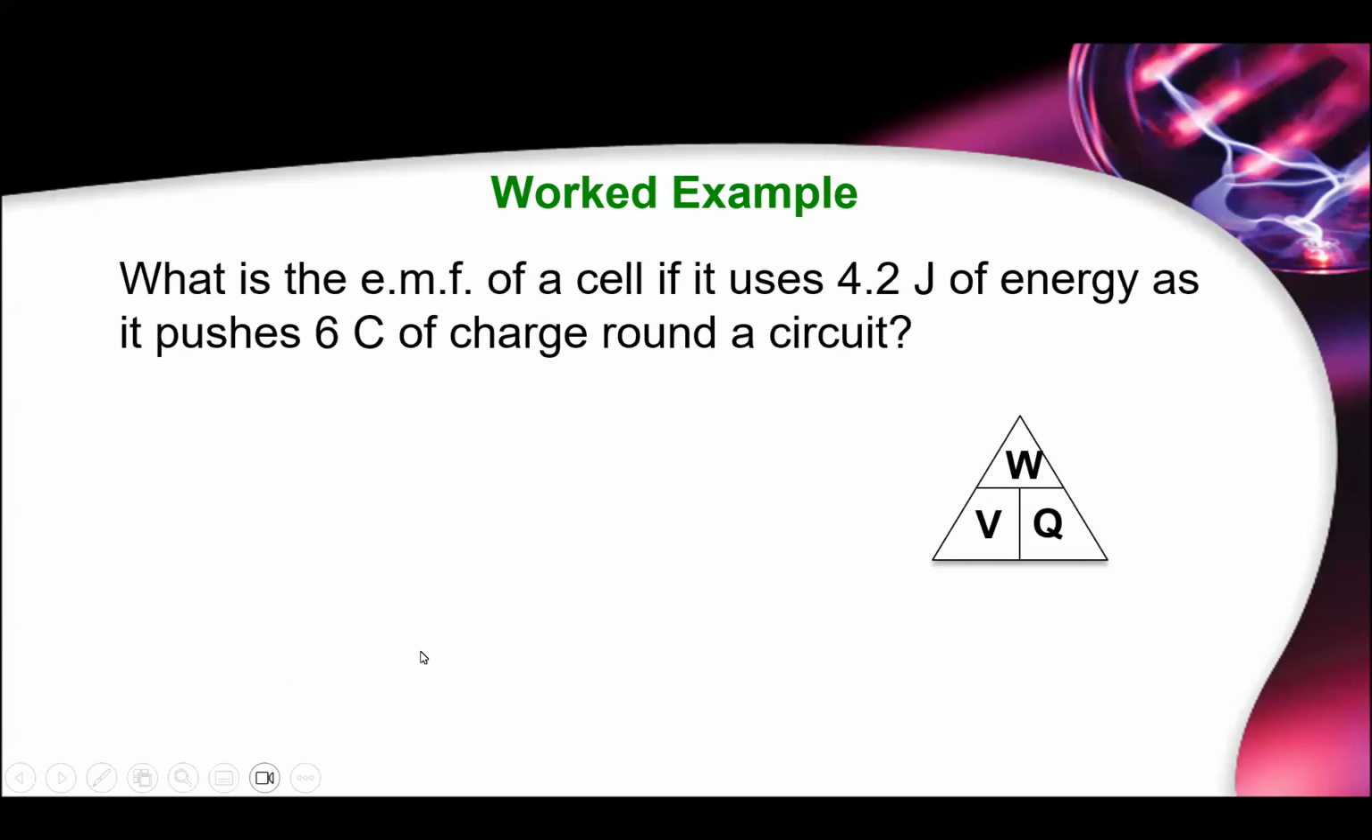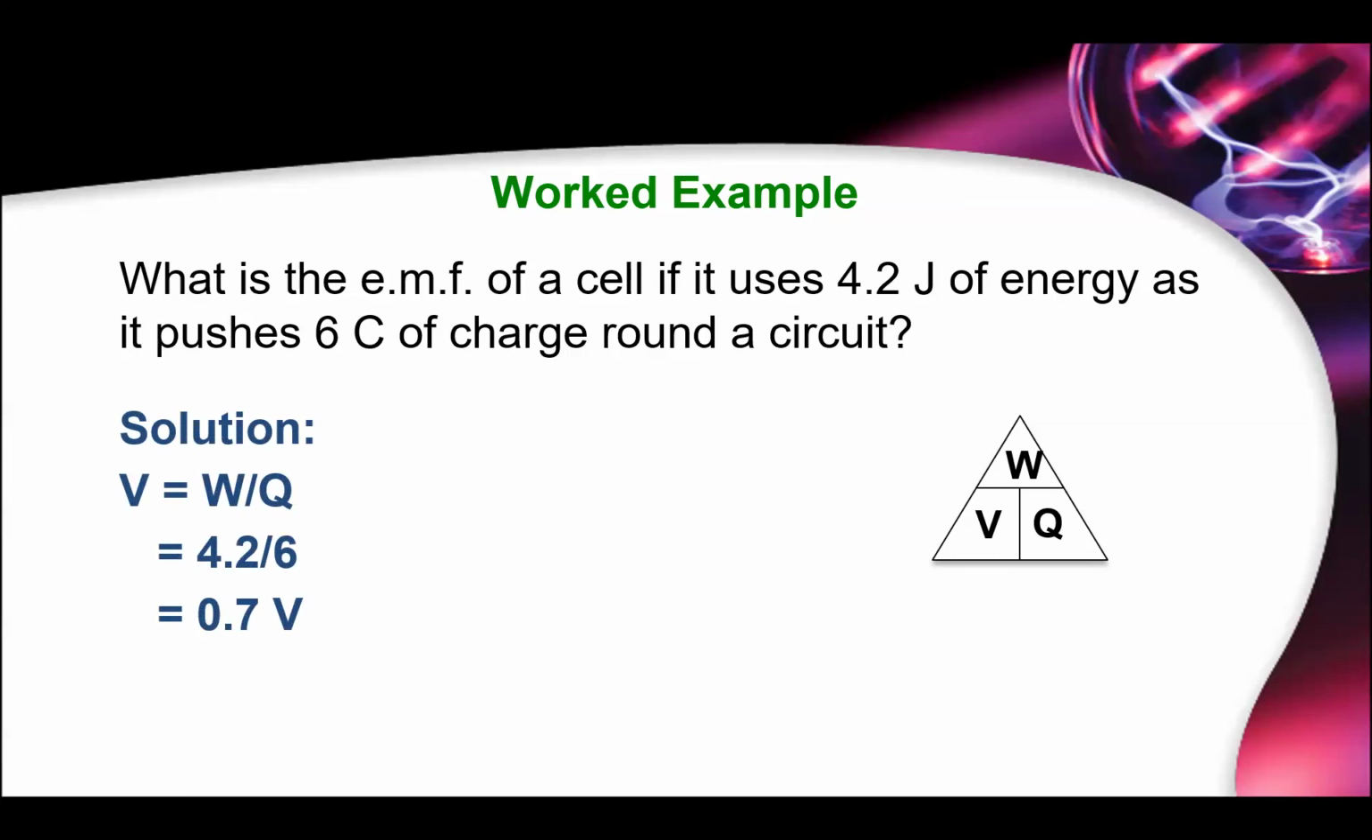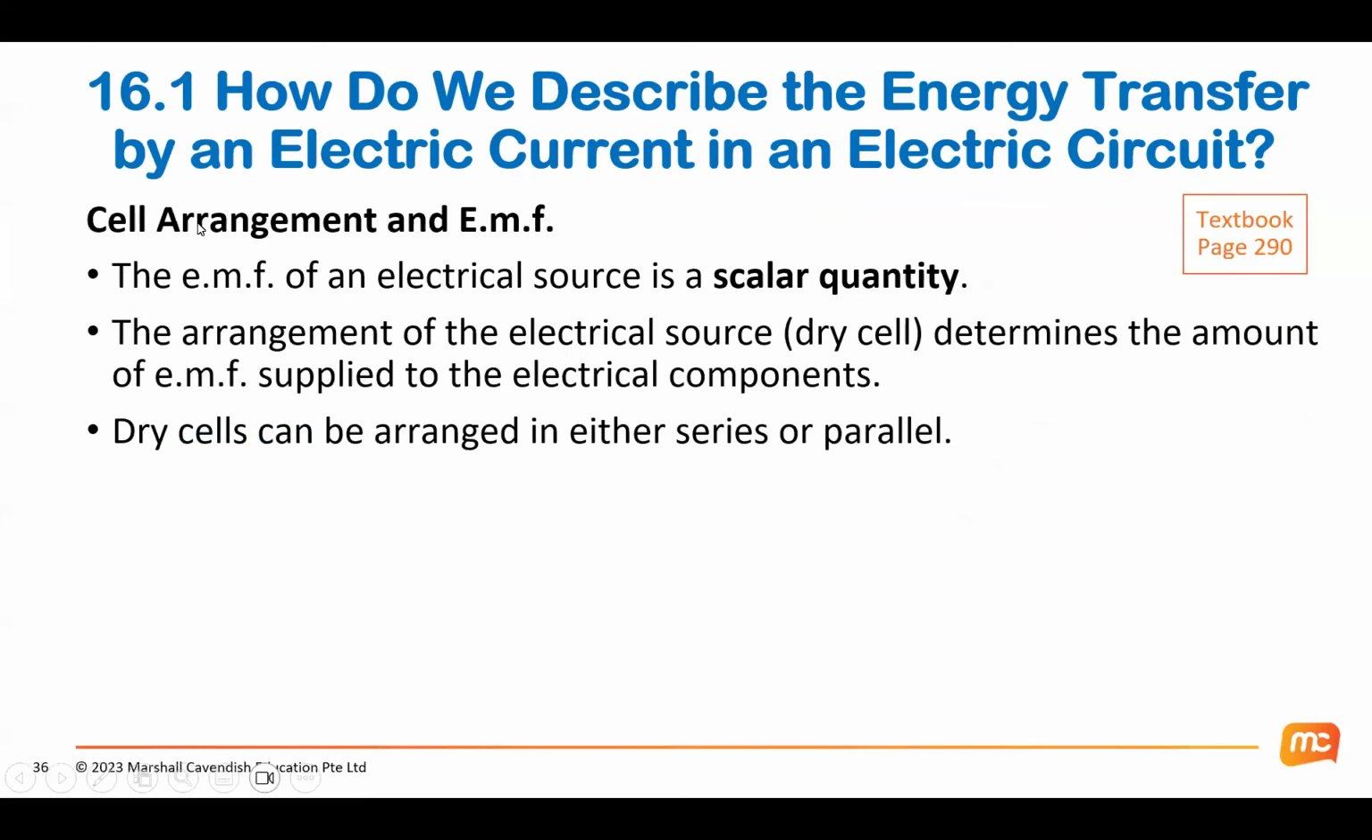Next, what is the EMF of a cell if it uses 4.2 joules of energy as it pushes 6 coulombs of charge around a circuit? Okay, so in this case, I am interested in EMF, which is volts, which is V. So V equals work done over charge, or energy over charge. So it's using 4.2 joules to push 6 coulombs. So it's 4.2 divided by 6. I get 0.7 volts.